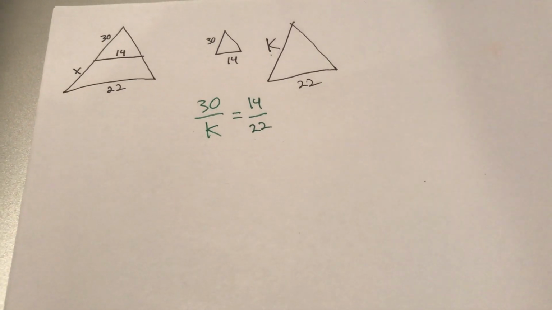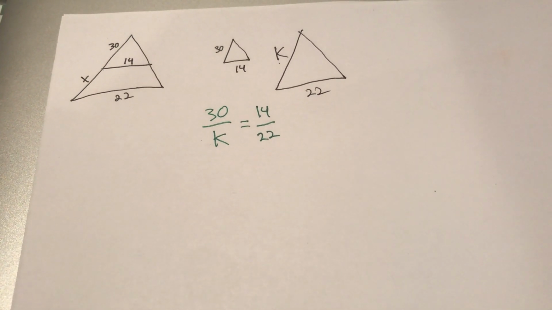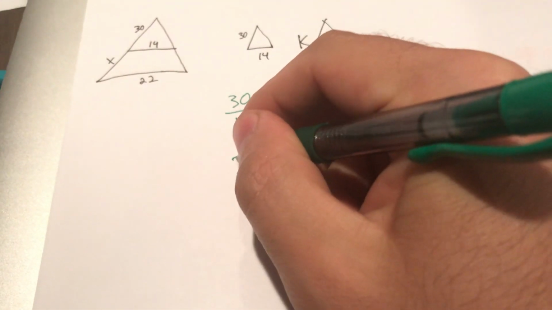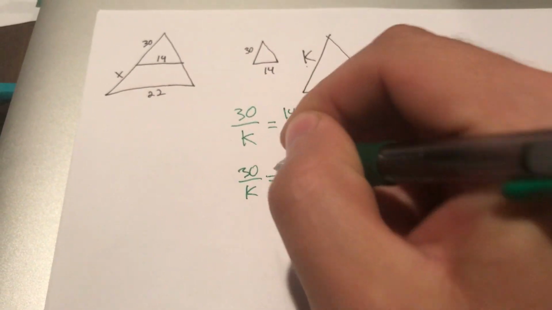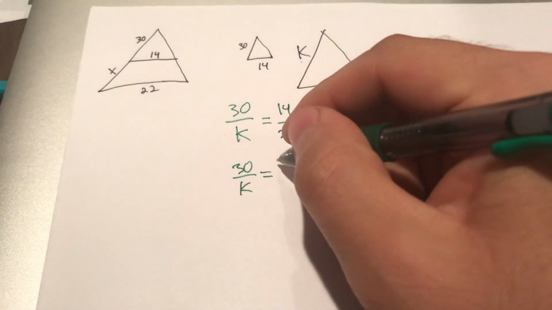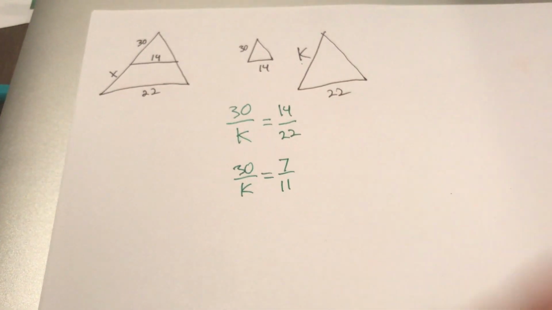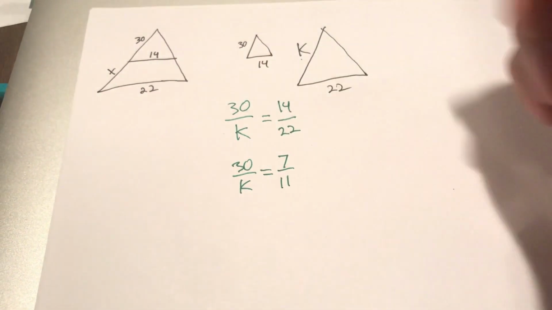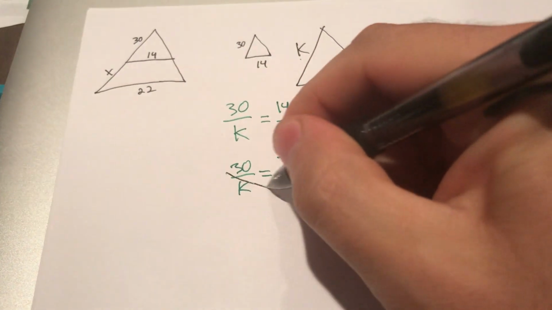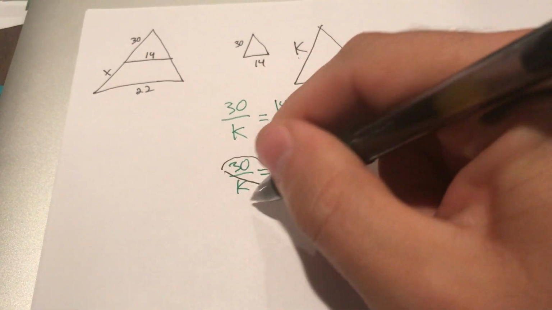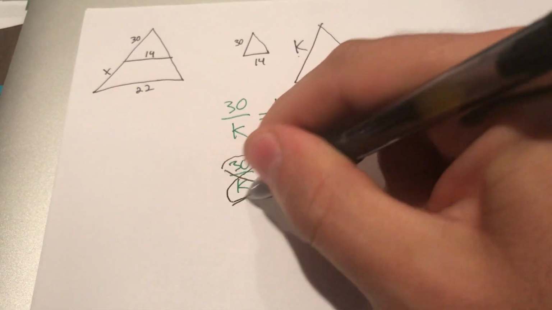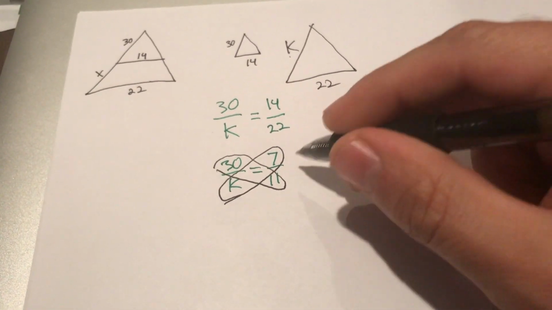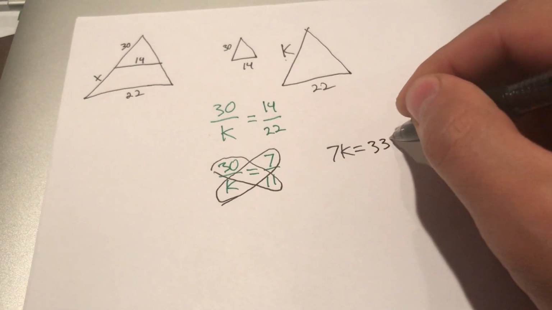Now, to make my life easier, I'm going to reduce the fraction on the right side. So I get 30 over k. 14 and 22 are both divisible by 2. So I get 7 over 11. Okay. Now I can cross multiply again. Remember, when I'm cross multiplying, I've got 30 times 11 and k times 7. So I get 7k equals 30 times 11. It's 330.